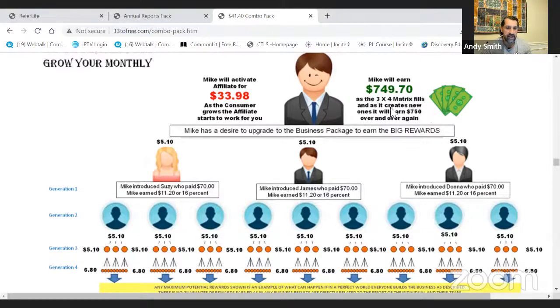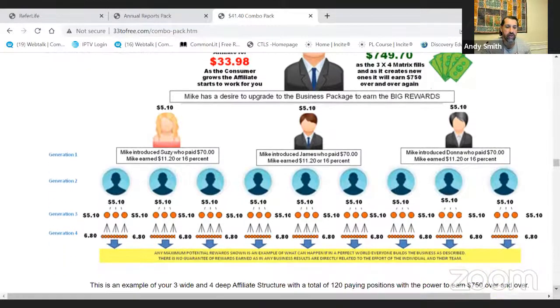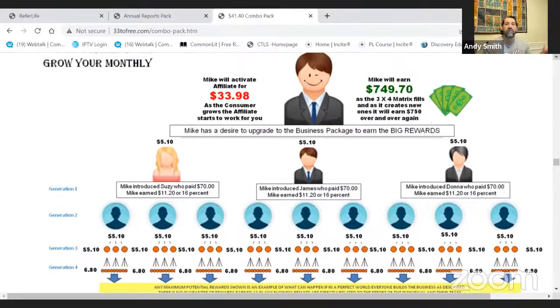And then, like I said, it earns over and over again because it's continuously upgrading you and building you as you go. So that's the 41.40. How did the 41.40 come about? Like we showed you, it's paying for those minimums to get in. And that's about it.